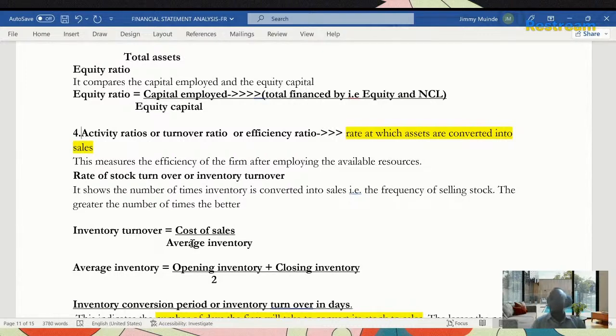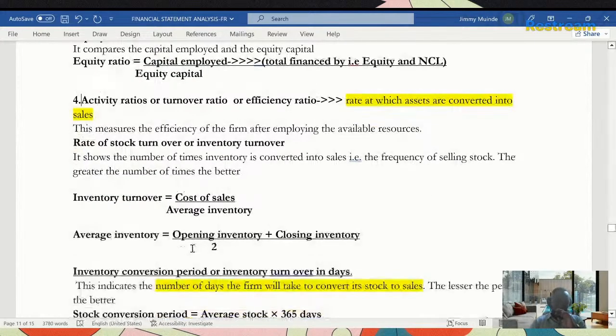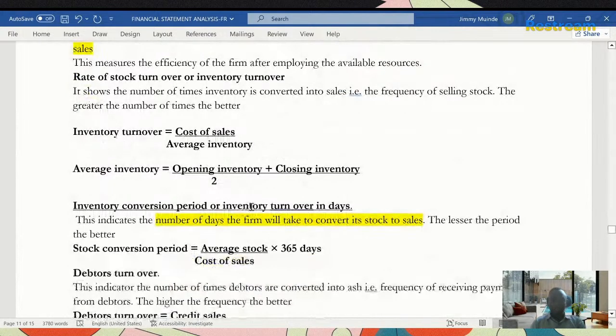Therefore, you can bear with me and witness that the more the number of times, the better the position, or the more efficient an organization is. Then we have inventory conversion period. These are the number of days that the firm will take to convert its stock to sales, the number of days. And we usually want the days to be lesser. So the lesser the days, the better the entity.